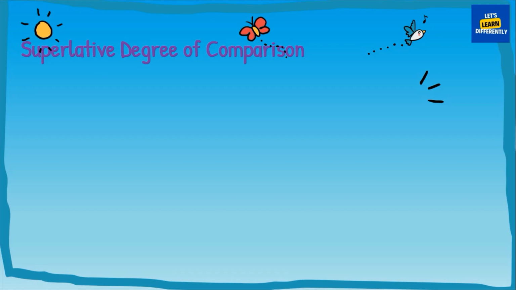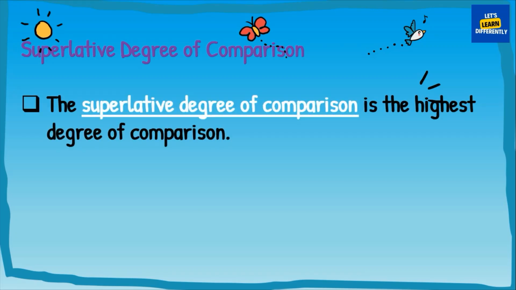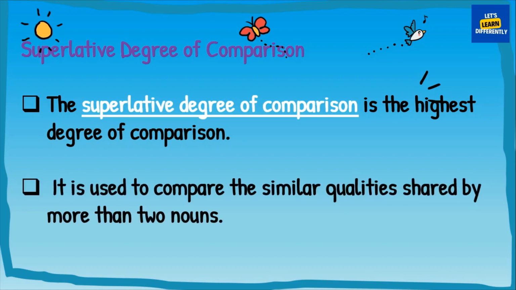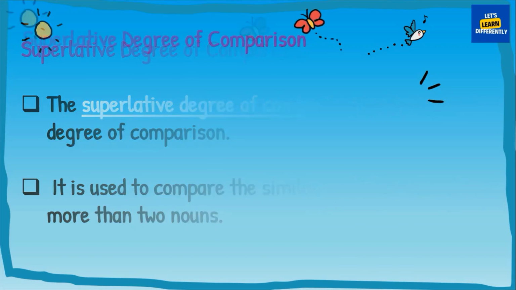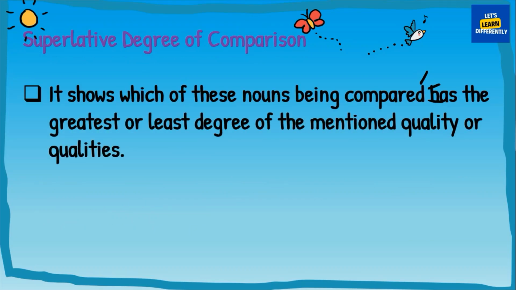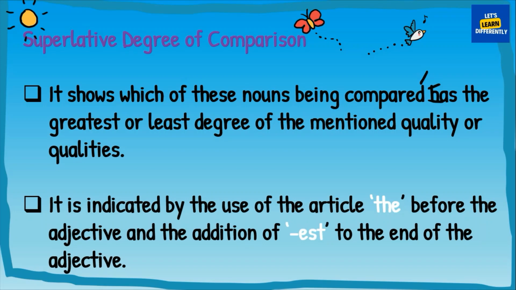Superlative degree of comparison. The superlative degree of comparison is the highest degree of comparison. It is used to compare the similar qualities shared by more than two nouns. It shows which of these nouns being compared has the greatest or the least degree of the mentioned quality or qualities. It is indicated by the use of the article the before the adjective and the addition of est to the end of the adjective.